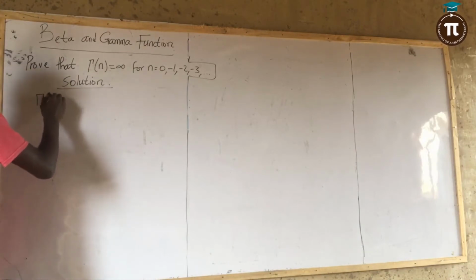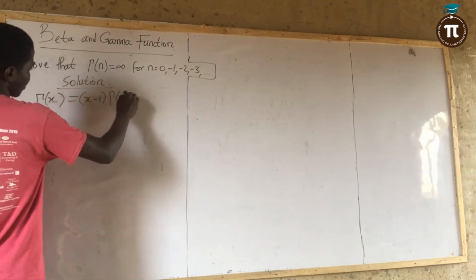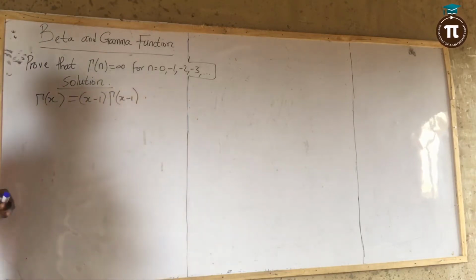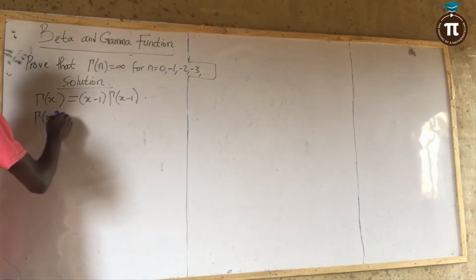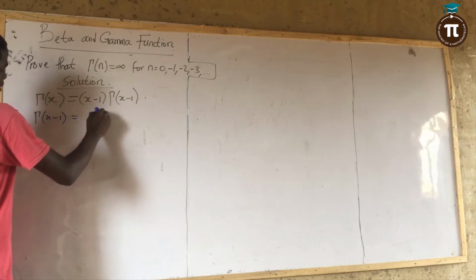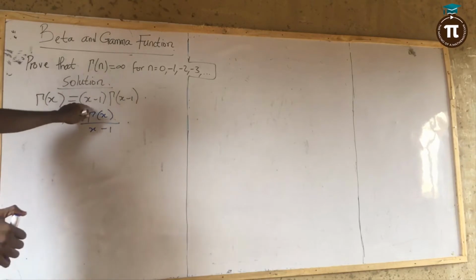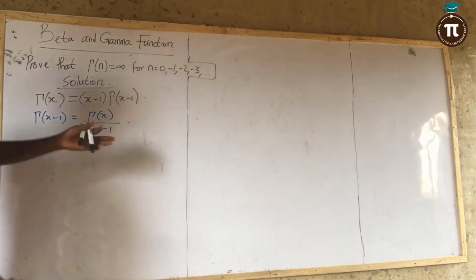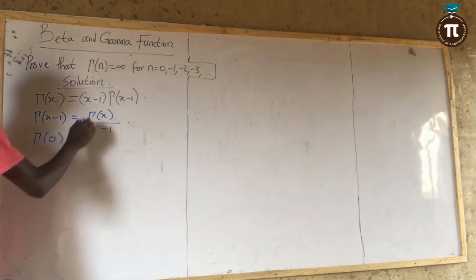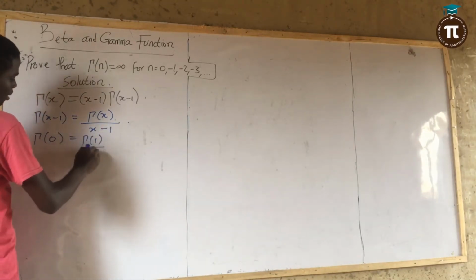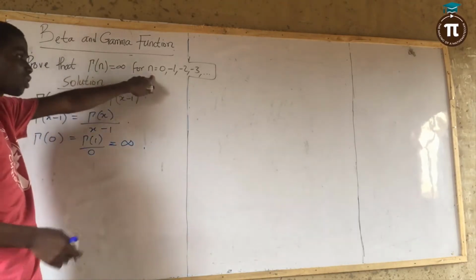Recall that gamma of s is equal to (s minus 1) gamma of (s minus 1), and then gamma of s minus 1 is equal to gamma of s all over s minus 1. So this is what I have done: I have divided both sides by s minus 1. So let s be 1. Put s to be 1, I have gamma of 0 equals gamma of 1 over 0, which is equal to infinity. You can see this for n equals 0.